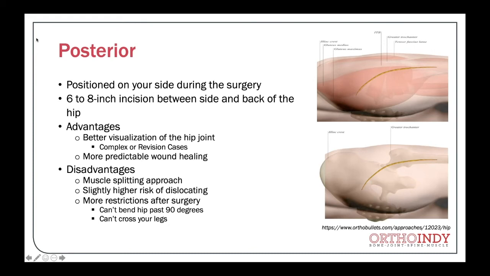Disadvantages: it is a muscle splitting approach, and going back to the recovery, in the short term, the early recovery phase, patients tend to be on the walker and the cane slightly longer than with the anterior approach. And there are more restrictions after surgery because the risk of dislocating is slightly higher than the anterior approach. Restrictions mean that for the first 6 weeks after surgery, patients can't bend their hip past 90 degrees and can't cross their surgical leg over their other knee. Again, this is not a long-term thing. It's a temporary restriction and protocol for the first 6 weeks.